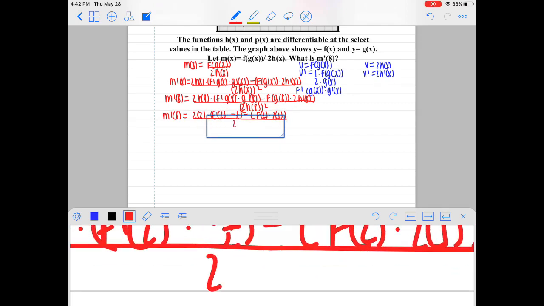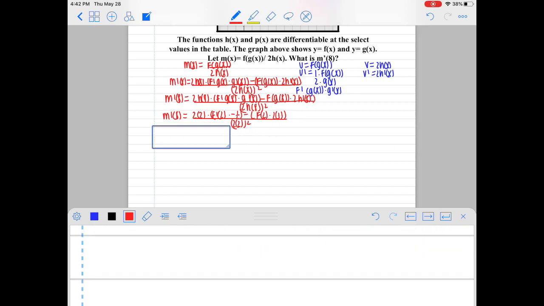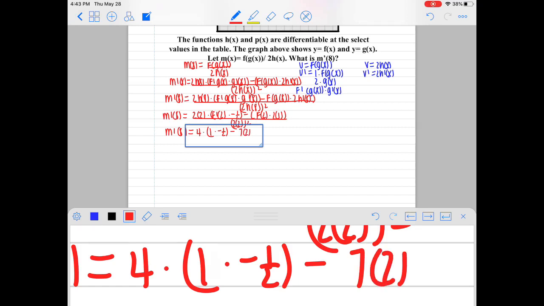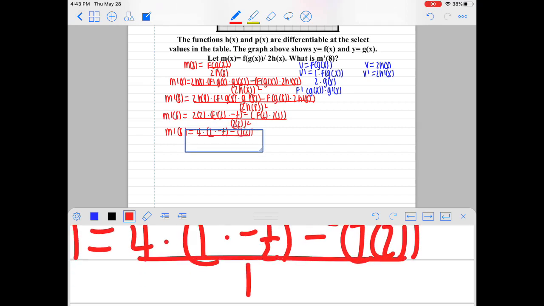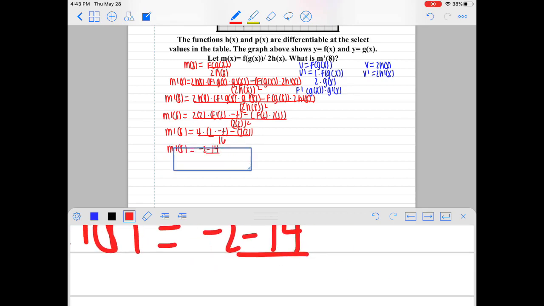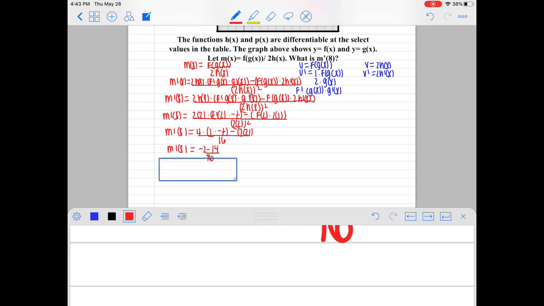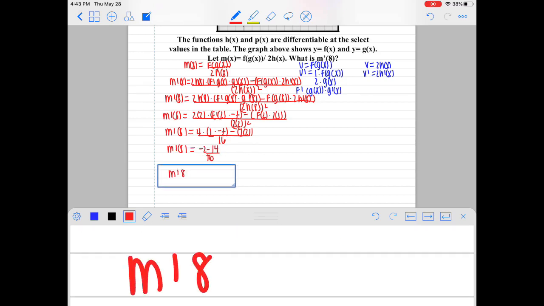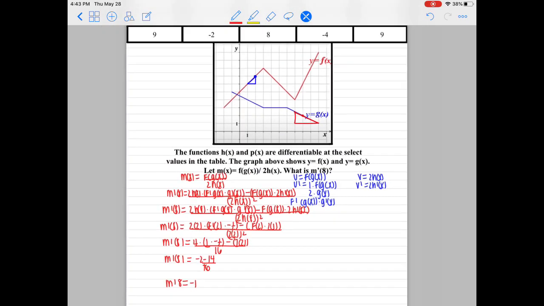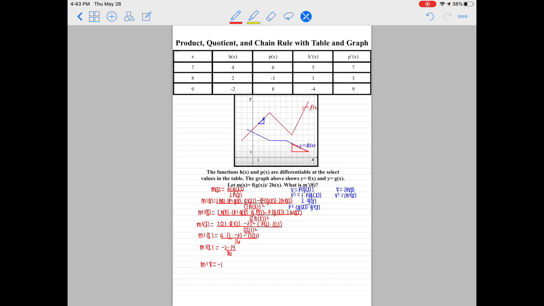So over here, we have 2 times 2 times f prime of 2 times negative 1/2 minus f of 2 times 2 times 1 all over 2 times 2 squared, which is going to give us 4 times 1 times negative 1/2 minus 7 times 2 over 16. And that is going to give us negative 2 minus 14 over 16, which will give us negative 1. So in this problem, we utilized both the table and the graph in order to solve m prime of 8.